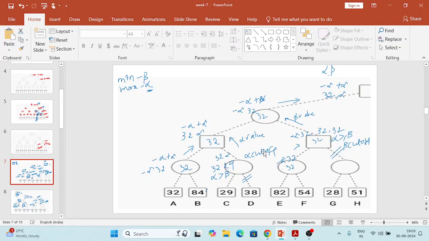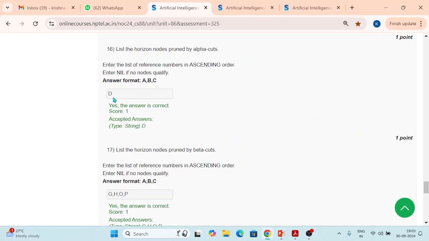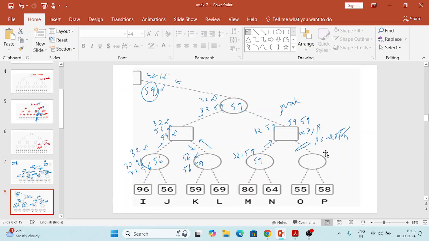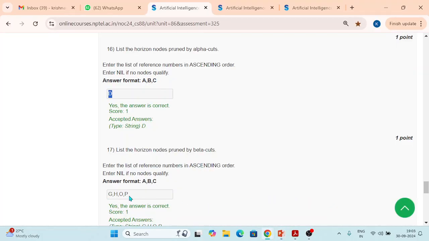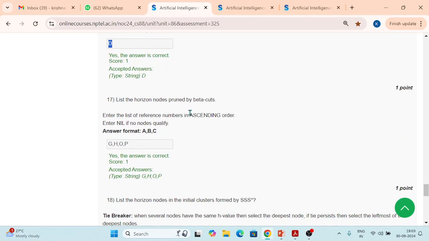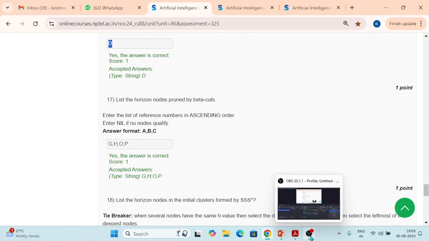So we have an alpha cutoff only at D. For the beta cutoffs, here we got one at GH, and here we got OP. GH and OP are the beta cutoffs. Now we will stop here and see the next one.